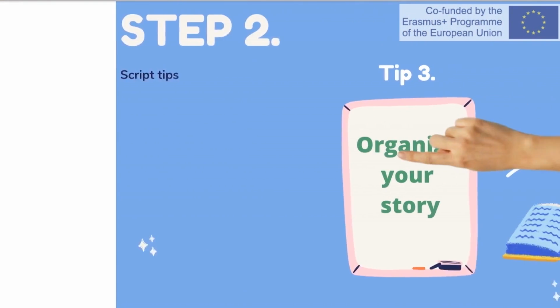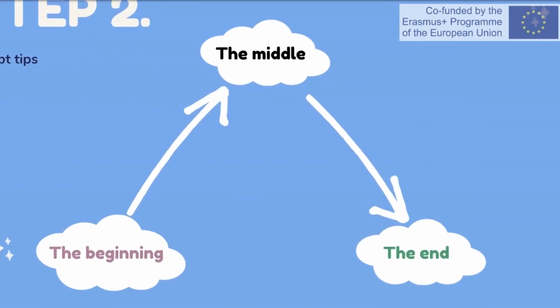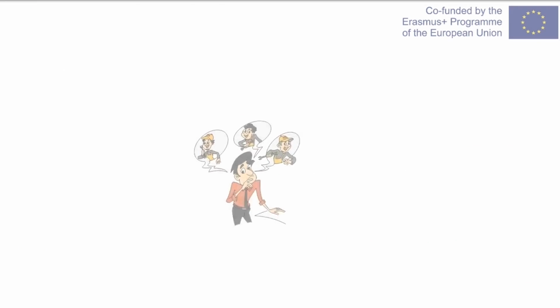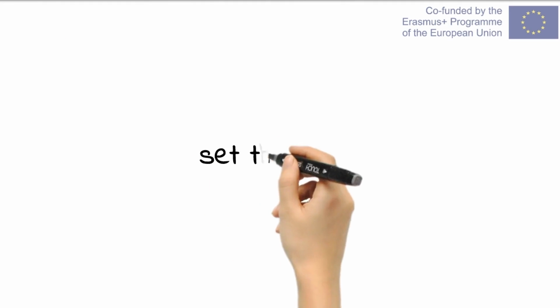Tip 3. Organize your story. A typical story is composed of 3 parts: the beginning, the middle, and the end. The beginning is where you try to draw your audience's attention to the story you want to tell. Here, you will introduce the characters, set the scene, and begin the plot.